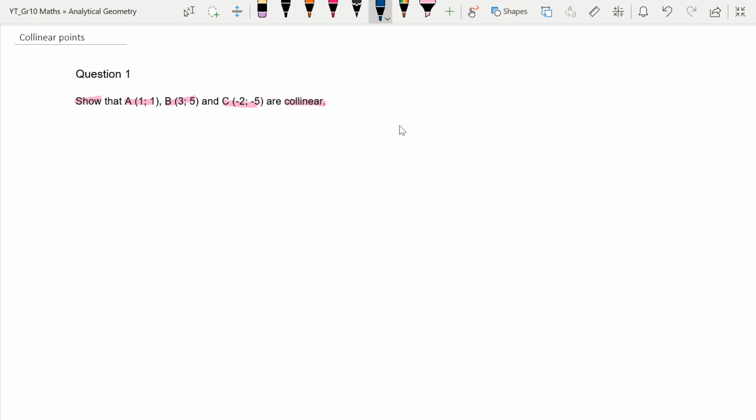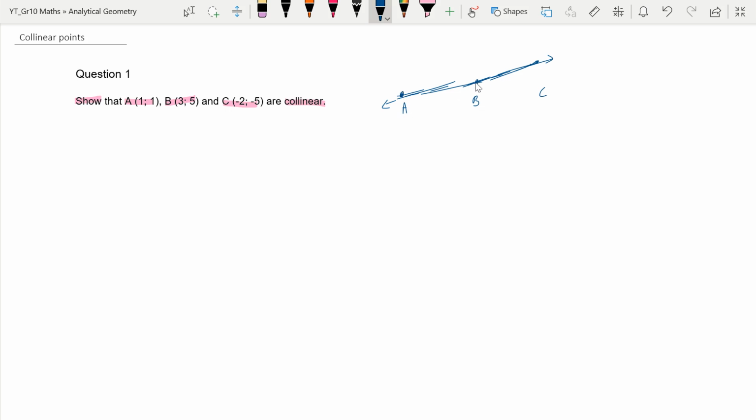So if we were to roughly plot, say I plot point A there, and point B goes there. I'm obviously not doing this very accurately. I'm just kind of plotting. If they lie on the same line, which they clearly do, then it means that they are collinear.